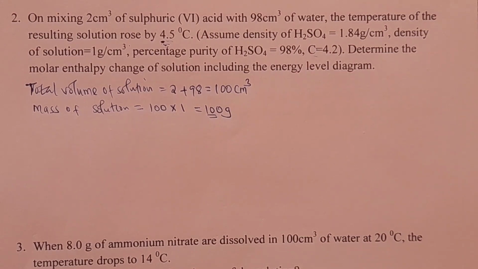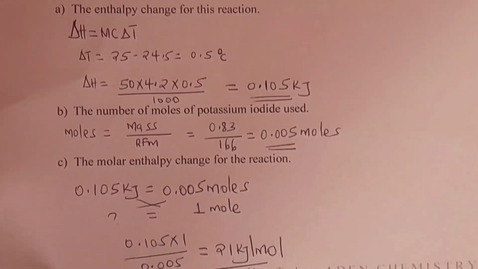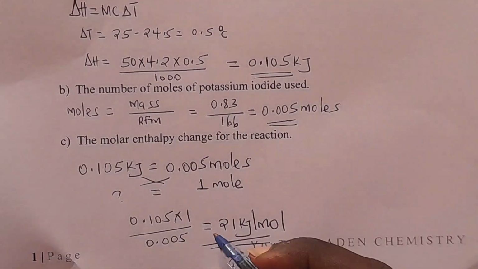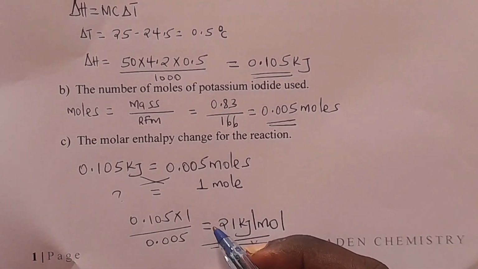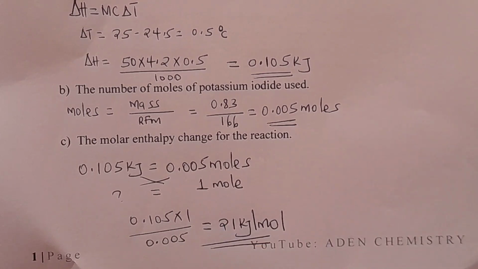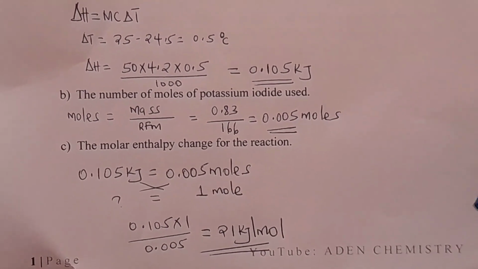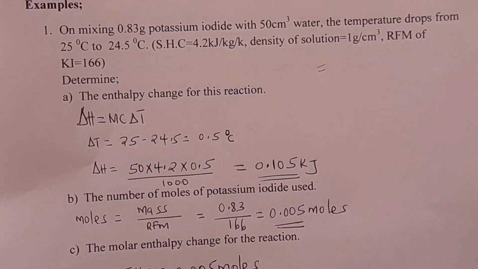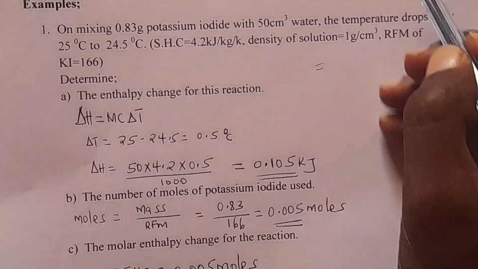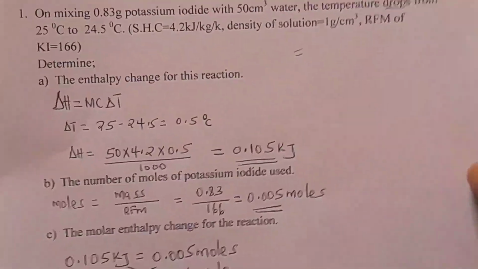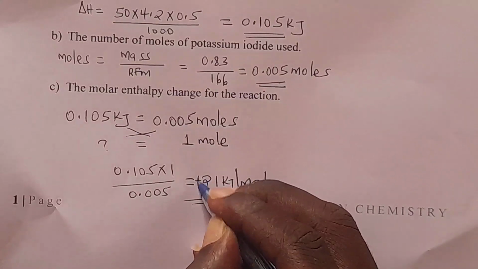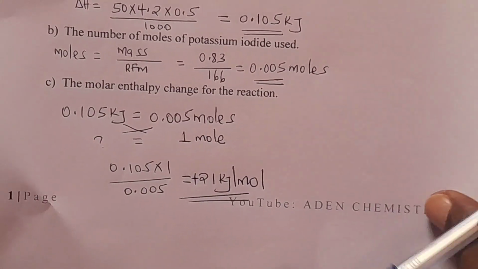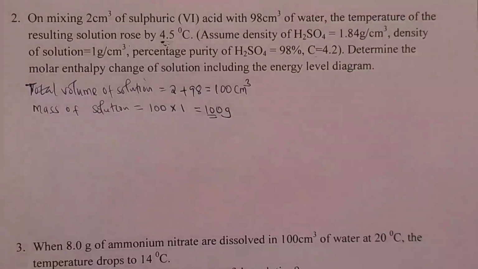So let's go back to our initial one. When we are getting 21 kilojoules per mole, we are supposed to write, first of all, the sign here, whether it is positive or not. That will be given by the temperature change. If the temperature has dropped, we give a positive sign. If it has risen, we give a negative sign. So the temperature drops here, which means we are going to have a positive 21 kilojoules per mole. Sorry for that. The next we are going to come here.